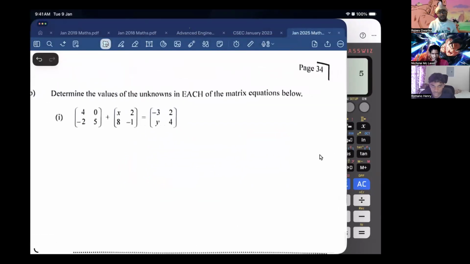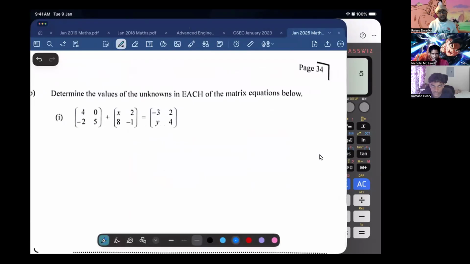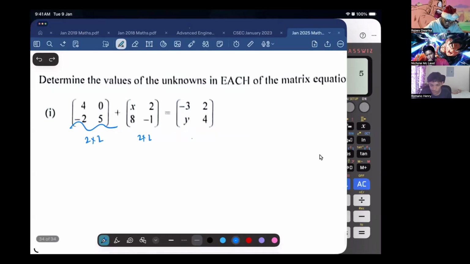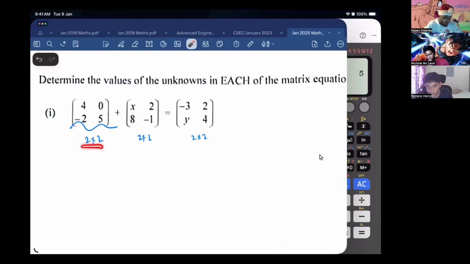So let's go. Nicholas, first things first, tell me the order of this matrix. 2 by 2. And what was the order of this matrix? 2 by 2. And this matrix? 2 by 2. Now let me explain something. Anytime the order of the matrices is the exact same, when you're adding, you're just going to add the corresponding elements. Understand? Yes, sir.